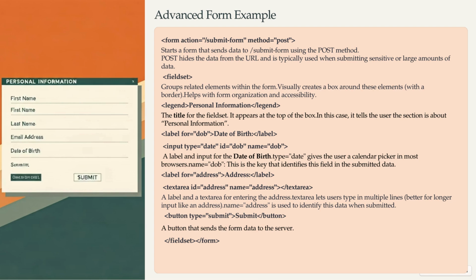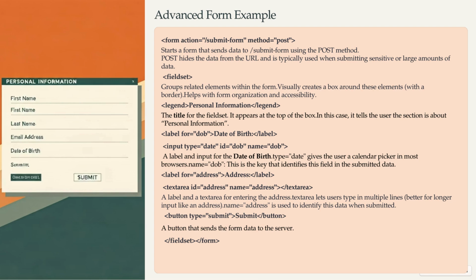Label for equals date of birth. Label, input type date, ID, name equals DOB. A label and input for date of birth. Type equals date gives the user a calendar picker in most browsers. The name equals DOB is the key that identifies this field in the submitted data.